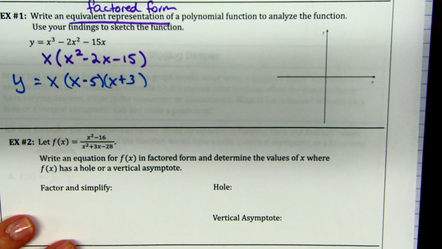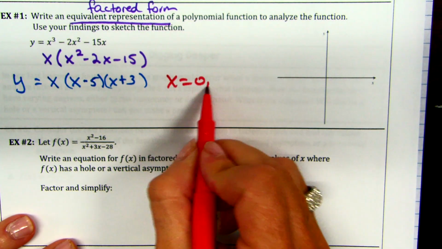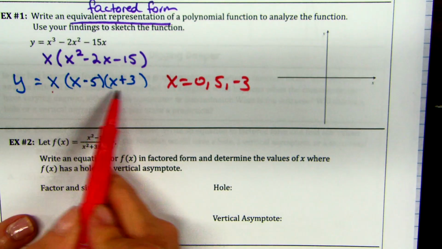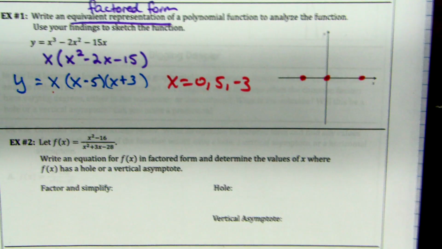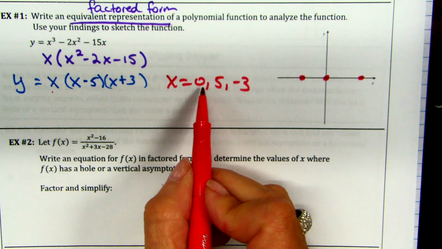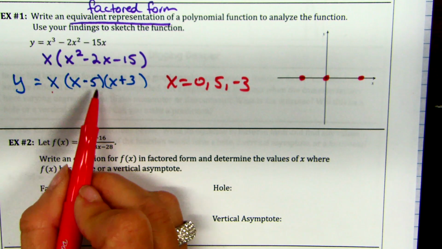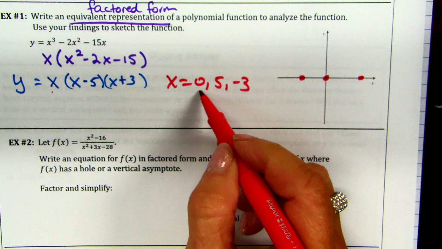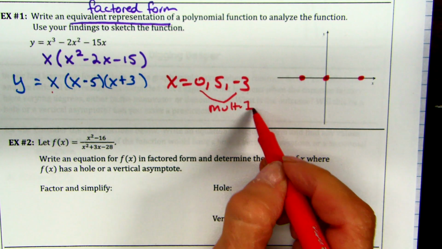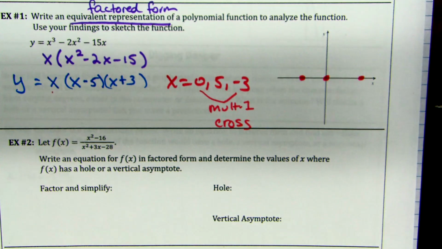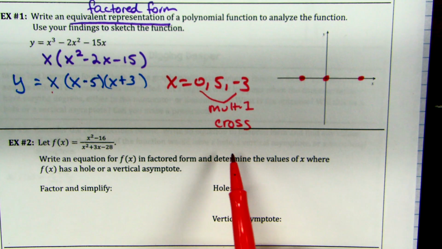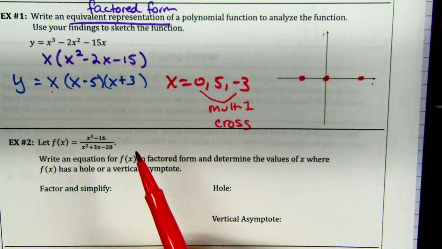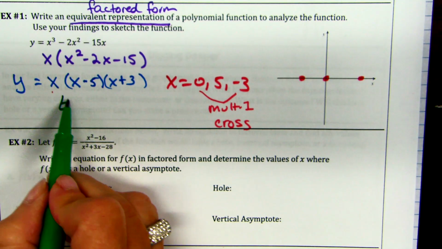Now to sketch it, we need the zeros. So if you set each of these equal to 0 and solve, we would get 0, 5, negative 3, right? Those are our zeros. 0, 5. It's a sketch, rough. You don't have to label it. And I want to remind you guys that these are all a multiplicity of 1. There's only 1 zero, 1 five, 1 negative 3. Because these all have a multiplicity of 1, which is odd, they will cross. Remember, if it's an even number, like 2 fives or 2 threes or 2 zeros, that's when you bounce.